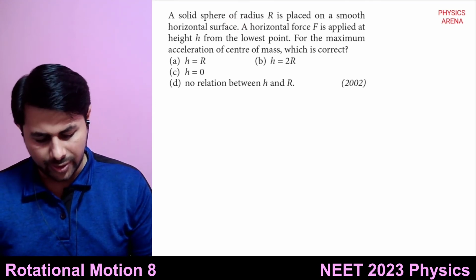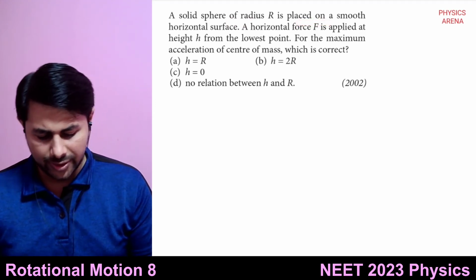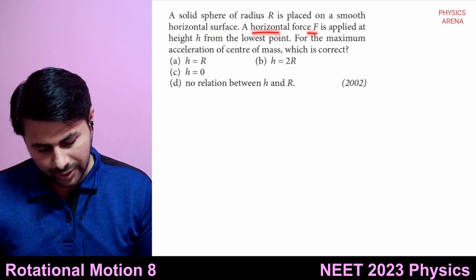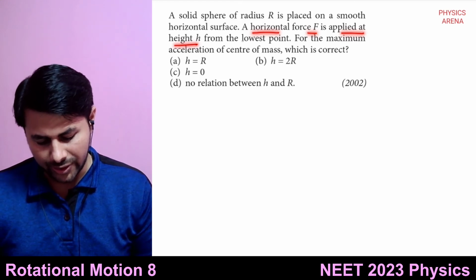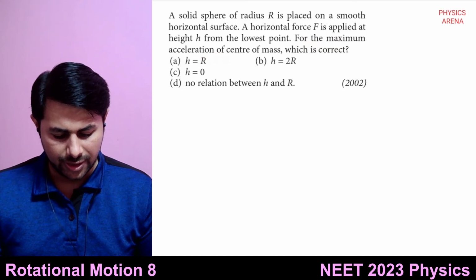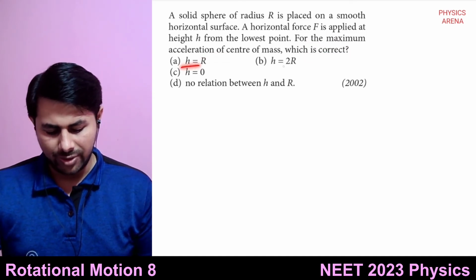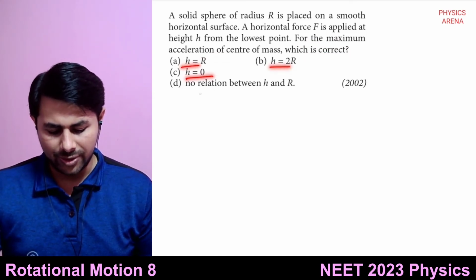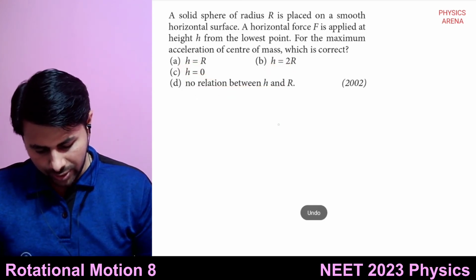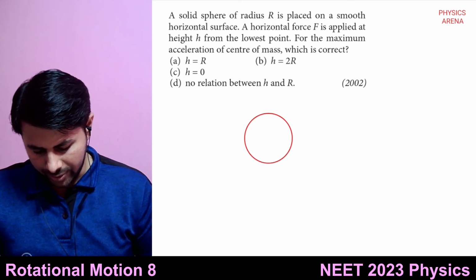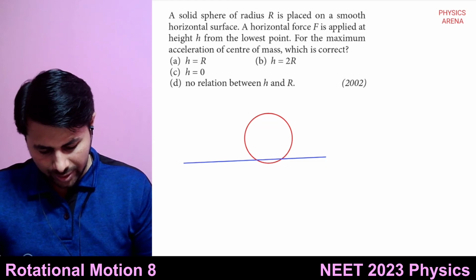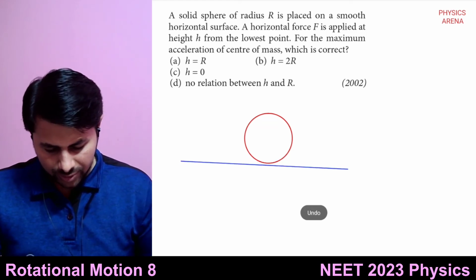A solid sphere of radius r is placed on a smooth horizontal surface. A horizontal force F is applied at height h from the lowest point. For the maximum acceleration of the center of mass, which is correct? h is equal to r, h is equal to 2r, h equals 0, or no relation between h and r. Okay, we have a solid sphere and it is kept on a frictionless surface.